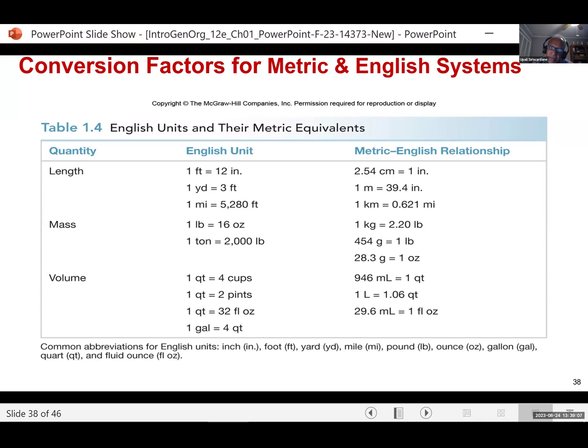Metric relationships are the ones which we are not familiar with. When you have a conversion to be done, we need to give you the conversion factor, so you can use it in the calculation. You cannot remember most of it. So we will be giving you the conversion factors.